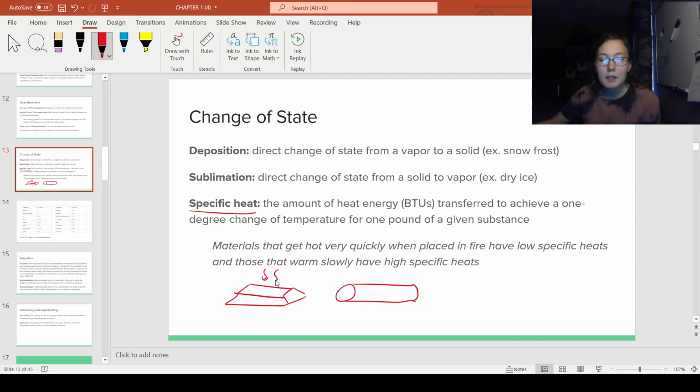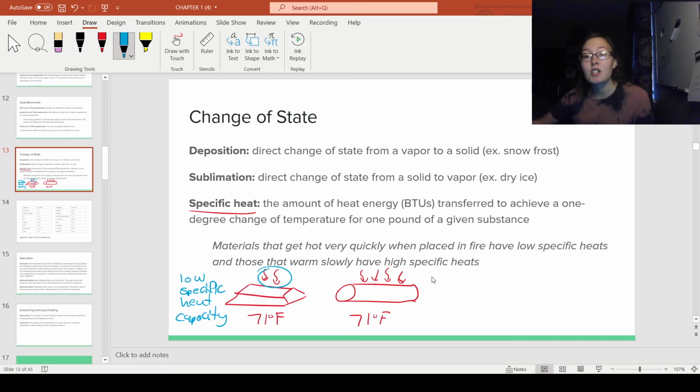If you add a little bit of heat to this iron, say it's at 70 degrees, now it's going to go to 71 degrees, okay? But if you want to change this insulation from 70 to 71 degrees, you would have to add a lot more heat to it because it's an insulator, whereas the iron is a conductor. So the iron, because you only have to add a little bit of heat, would have a low specific heat capacity. Whereas the insulation, since you had to add a lot of heat, would have a high specific heat capacity.